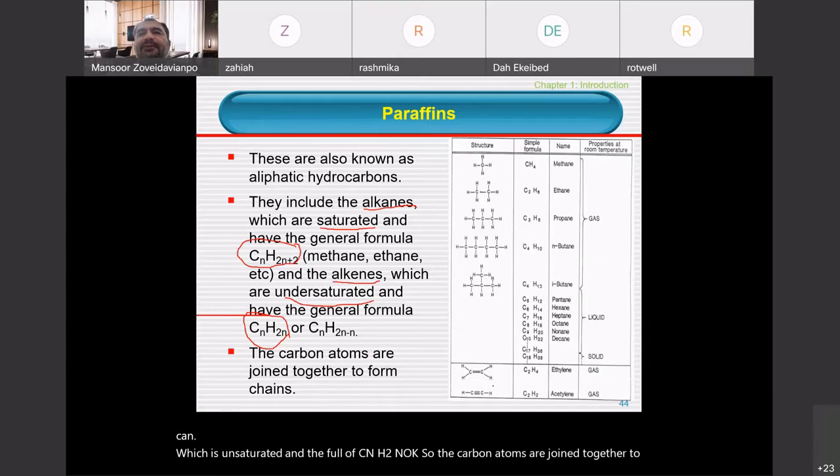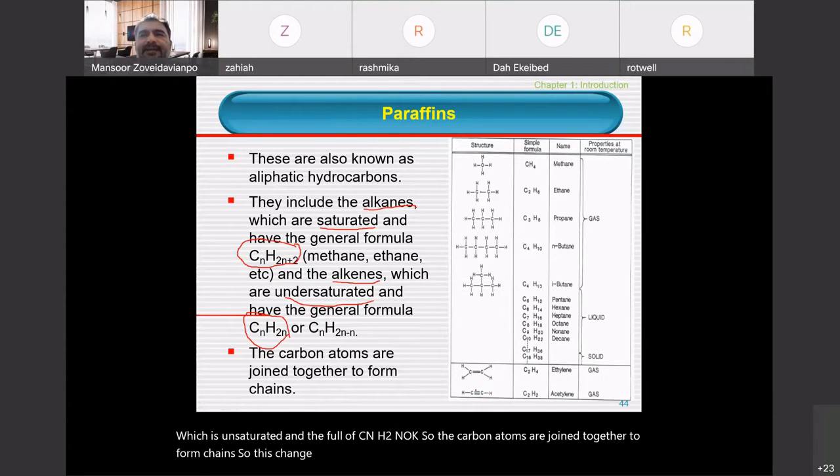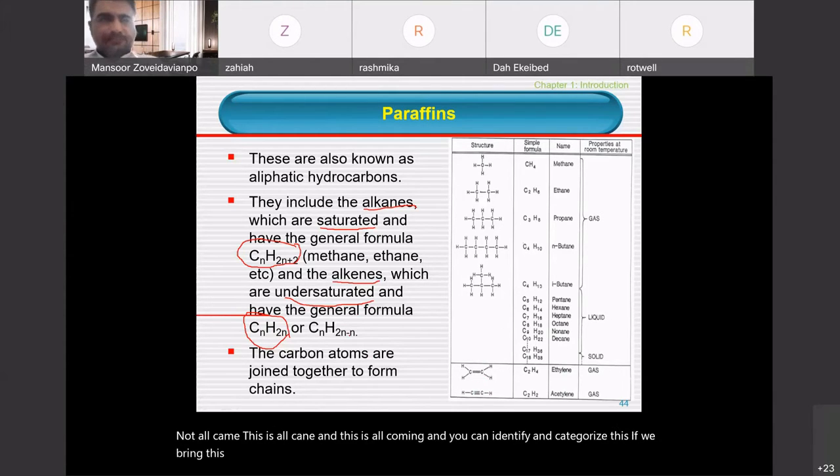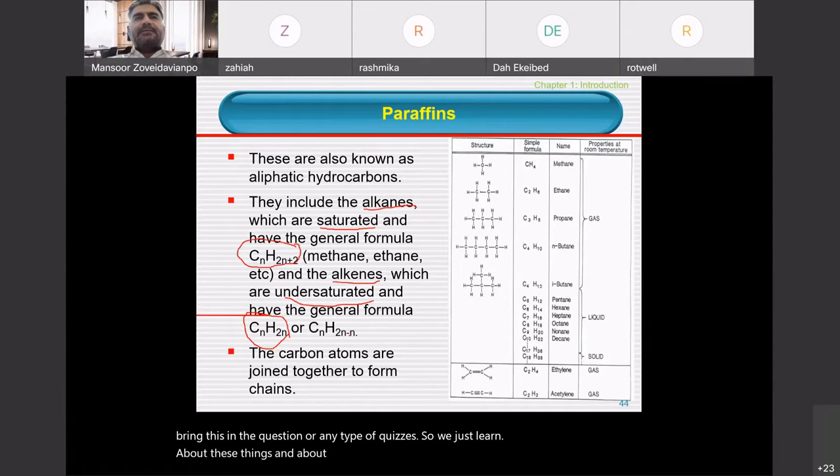So here you can see some alkanes and alkenes. This is alkane and this is alkene, and you can identify and categorize them if we bring this in a question or any type of quiz. So you just learn about these things and about the sequence of these paraffins.